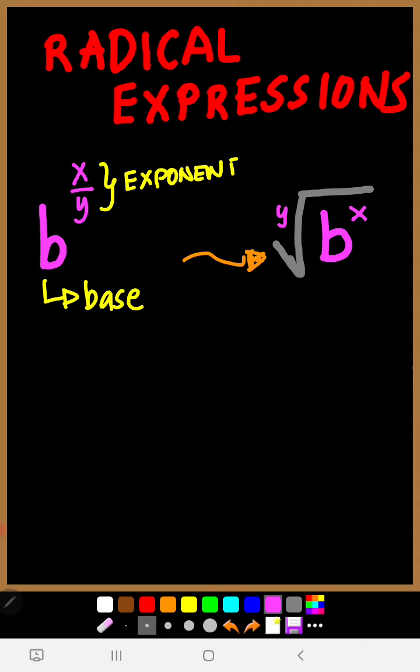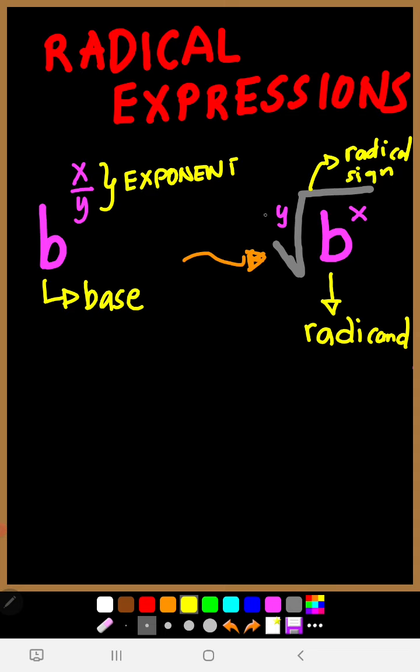Ulitin natin, anong mga tawag dyan? Ang tawag dito ay, yung base became the radicand. And then this symbol is what you call the radical sign. And then the y here is the index. And yun po ay exponent.